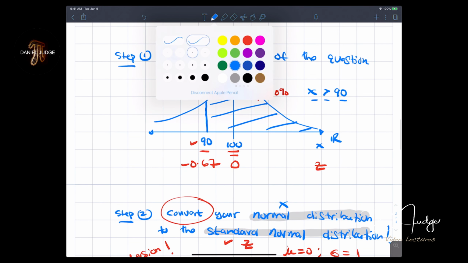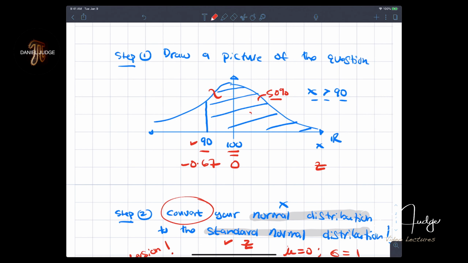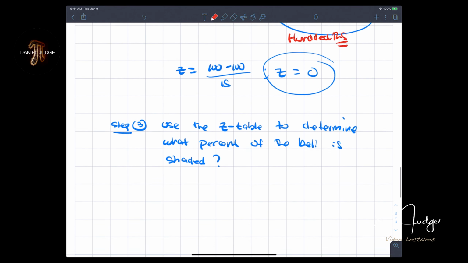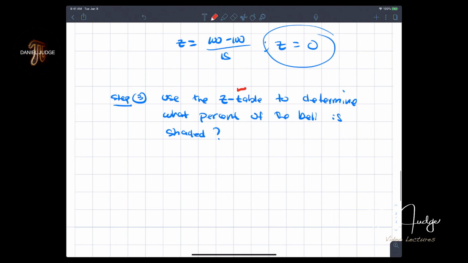You already know 50% is right in here, right? This is 50%. But what you don't know is right in here. We have to find that value and add it to 50. Okay. So we know the right portion is 50%. The question is, what is in this left portion? Now you say, oh, Mr. Judge, you said use my what? My Z table.